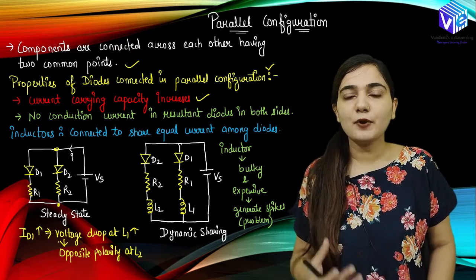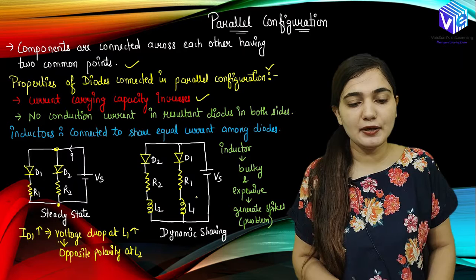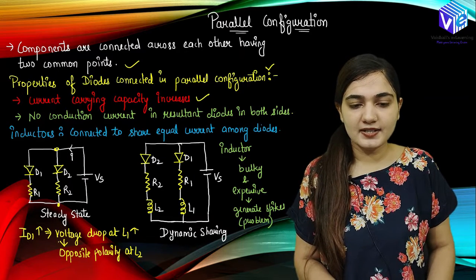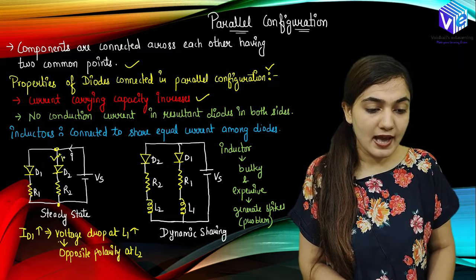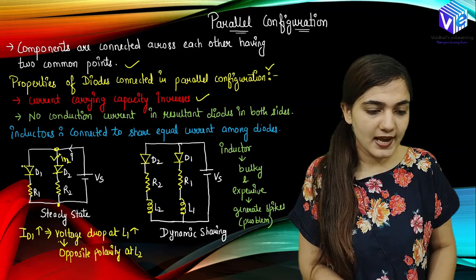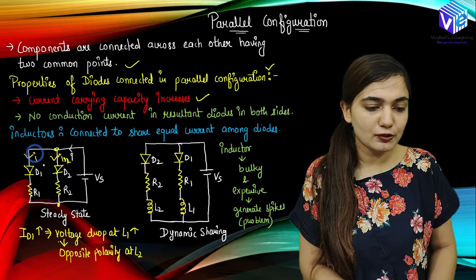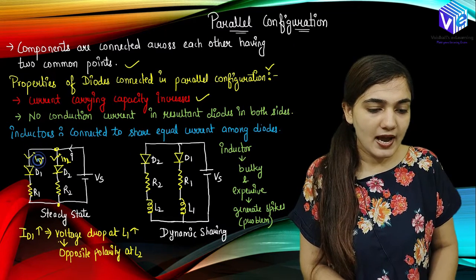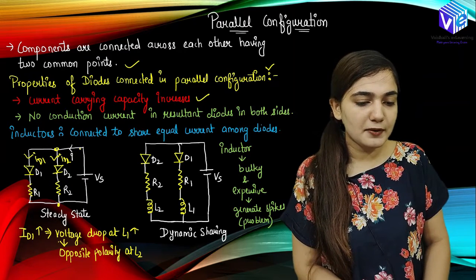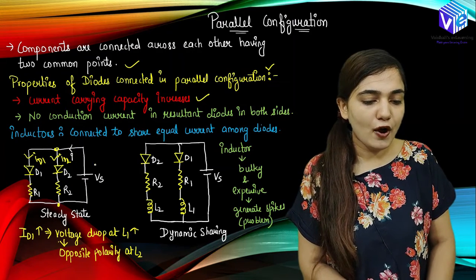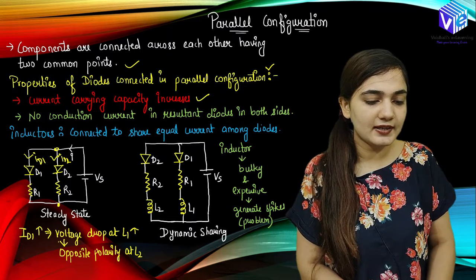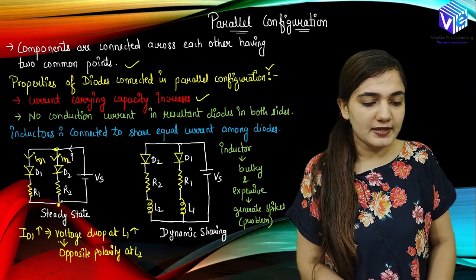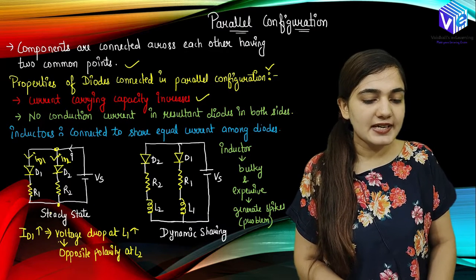Now we have the problem of the diodes carrying different currents. The current passing through the diodes would be different. Let's suppose the current flowing through the diode D1 is ID1, and through the diode D2 it is ID2. The total current flowing from the source voltage Vs is I, and here we have two resistors connected in the two parallel branches as well. Now this is my steady state.